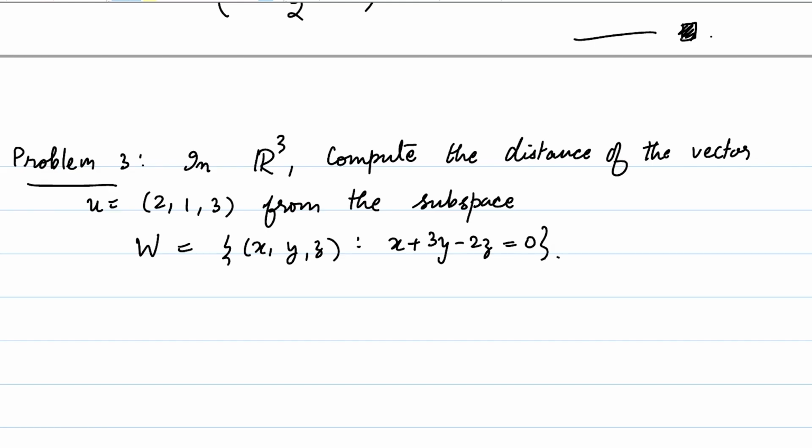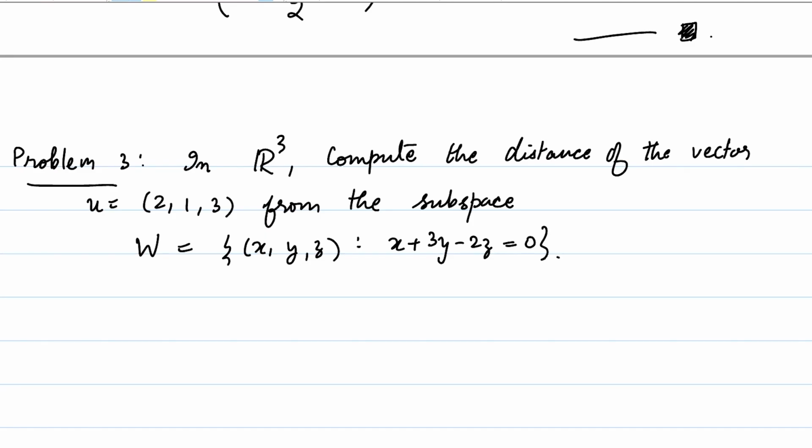What the problem demands is to find the distance of the vector (2, 1, 3) from W. So how do we go about solving such a problem? There are certain theorems which we have already done, which captured the particular vector in our given subspace which is nearest to the given vector, which we had called the projection of (2, 1, 3) onto W.